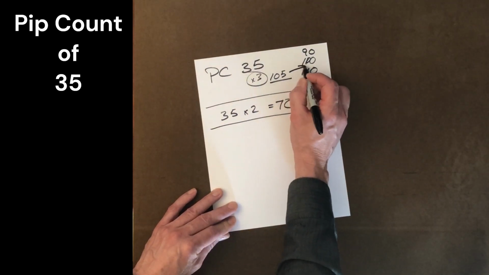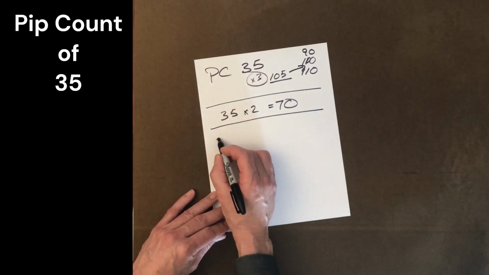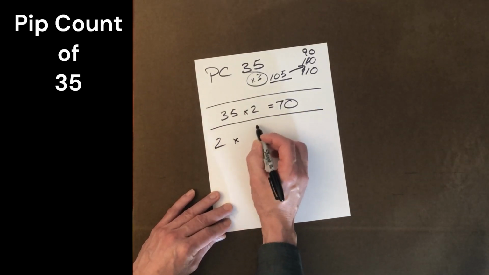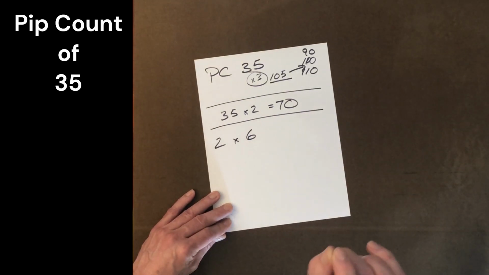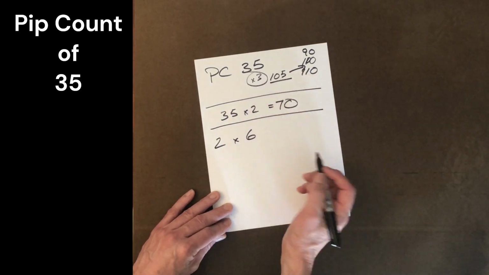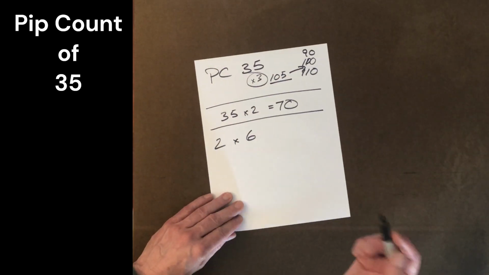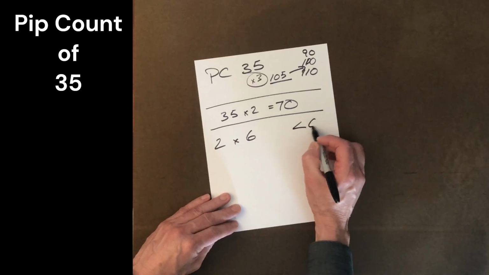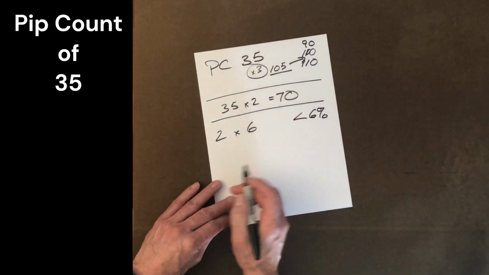So 105 is right there, so we're going to subtract 5%. So if we have a pip count of 2, we're going to multiply that by 3 is 6. Okay, we're already there at the answer, right? Because we're now going to subtract, because we're 105, we overshot our 100 and we're coming back. So whatever this number is, it's less than 6%. I don't need an answer more accurate than that.